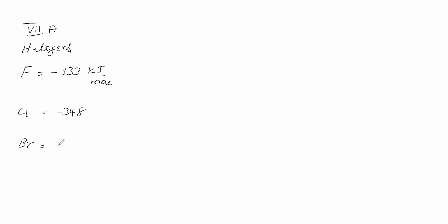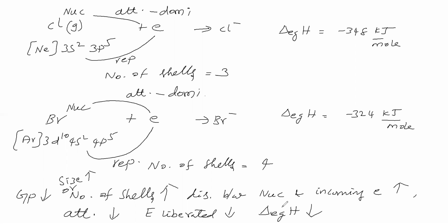Then bromine will take minus 324. Then iodine is minus 295. Then astatine is minus 270. What is the point we have discussed here? Down the group, electron gain enthalpy decreases because size increases. This is the fact we said.